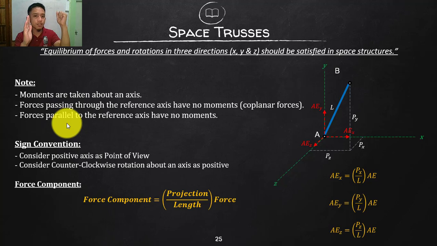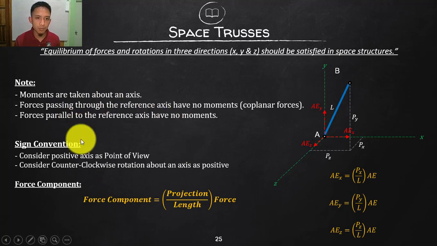Unlike a perpendicular force, which has a certain distance and is not passing through the axis, then there is a moment. But if it is parallel, then there is no moment. It will not create a moment because we are getting a moment about, around an axis. So this is the axis. The moment that is taken by that axis is only about its orientation, or around its orientation. So that is the important note that we need to consider in space structures, not only in space trusses, but also in your space structures.